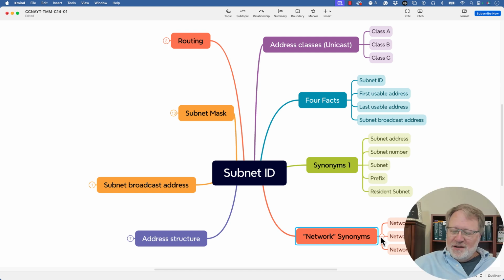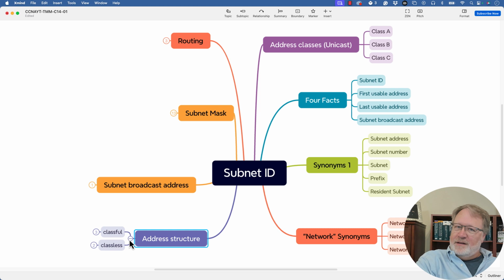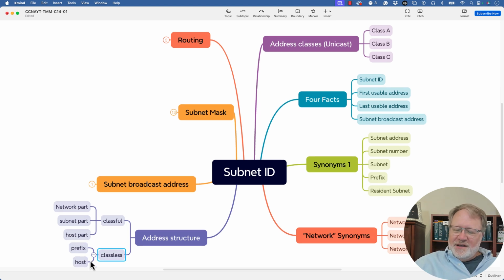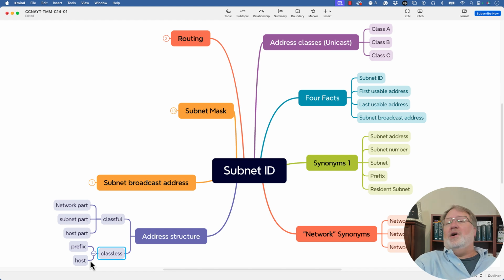So on the bottom left, the address structure, you remember that? Well, I didn't set it up this way in the content video, but the 3-part structure is the classful view of the address structure, and that's the one with the network, subnet, and host part of the view of the address. It's a way to think about the address. Whereas the classless view, which I talked about at the very end of that video, is a 2-part view of the address where you don't care about the dividing line between the network and subnet part. And we call those the prefix and host parts.